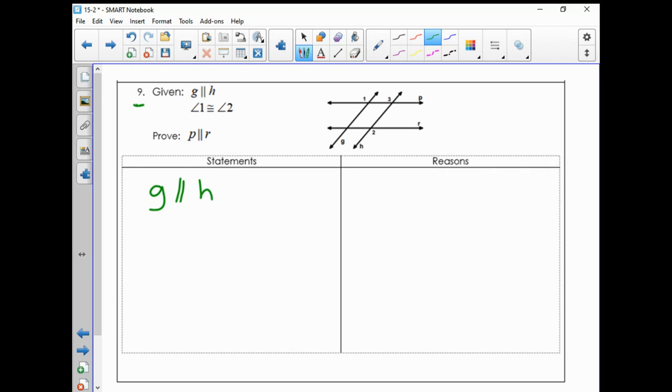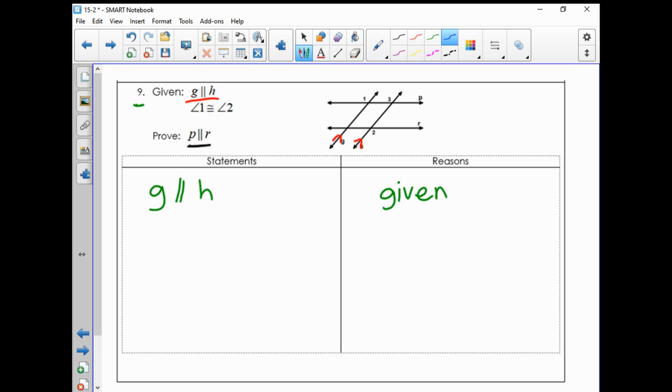So I'm going to go ahead and write down my givens right here. G is parallel to H, that's given. Now this kind of opens up, just please remember, if you know lines are parallel, you know all kinds of lovely things about angles. So I'm going to go ahead and mark that these two lines are parallel. Please make sure that you note which lines are parallel. It's G and H. Do not tell me that P and R are parallel. That's actually what we're trying to prove right here. You see, we're trying to prove that P and R are parallel. So right now we know that G and H are parallel.